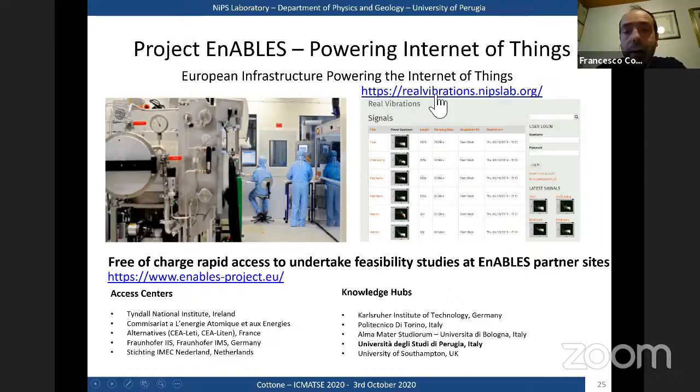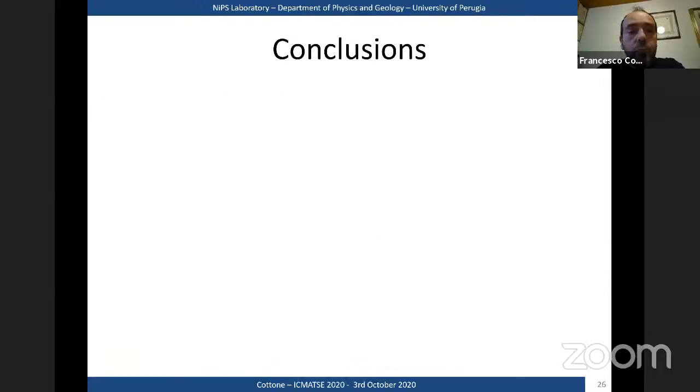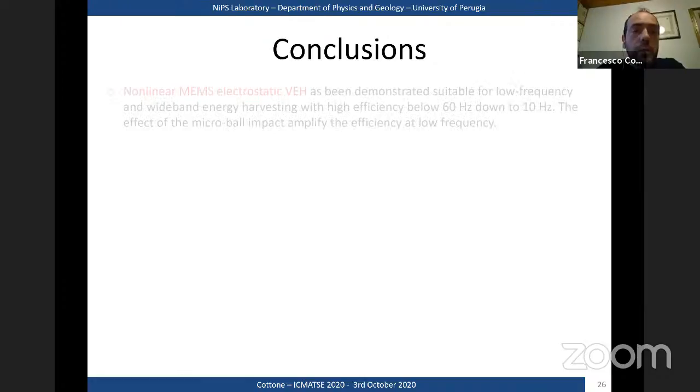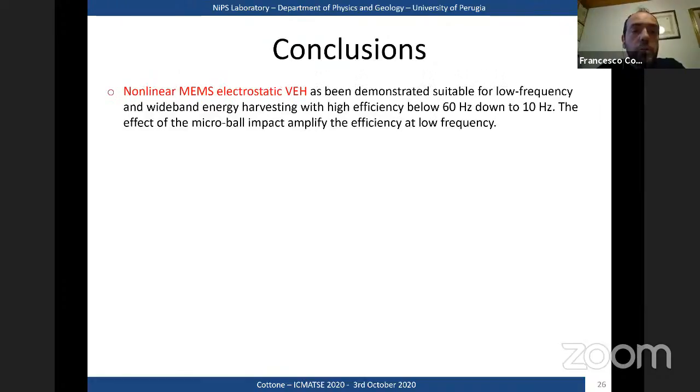On the top right, there is a link to our vibration energy harvesting database that you can use also for free. You can download all types of vibration signals and use them for your experiments. So I've concluded. Nonlinear MEMS has been demonstrated to be very, very good also at low frequency and provide wide bandwidth energy harvesting.